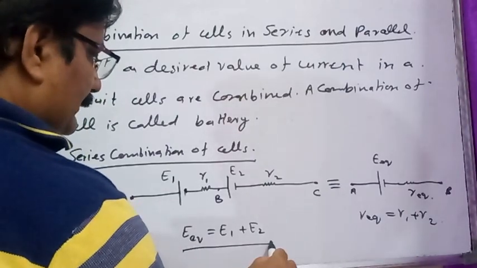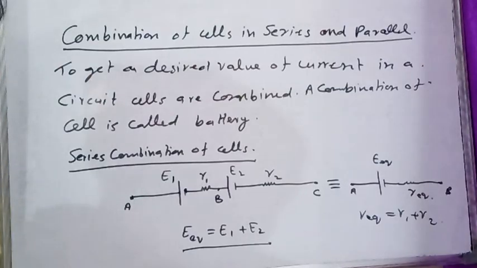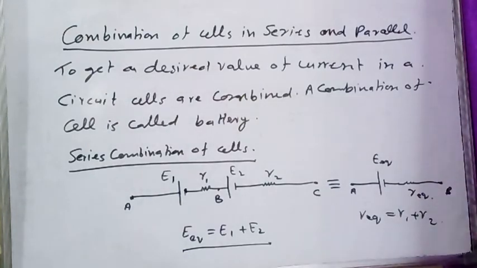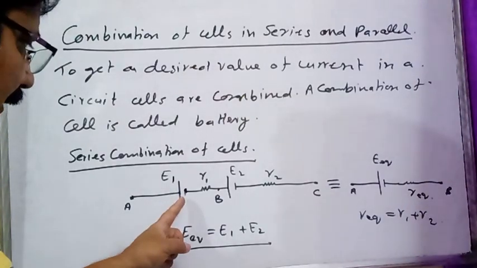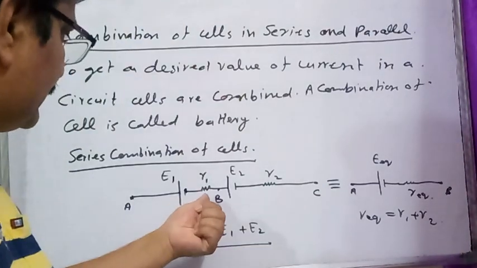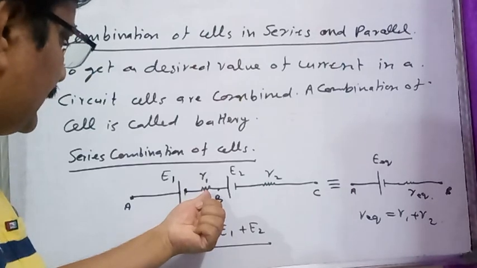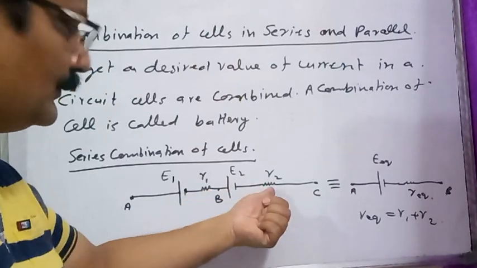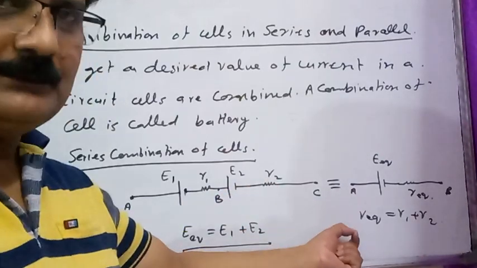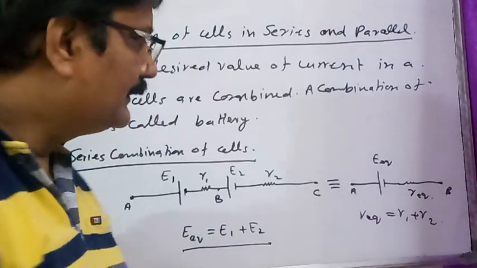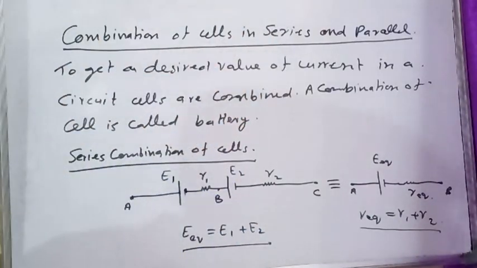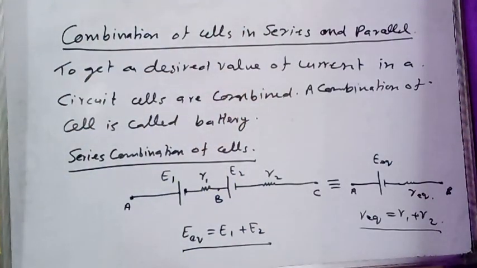So equivalent EMF of the series combination of two cells is going to be E equivalent equals E1 plus E2. Their EMF added together when the cells are connected like this. And what is going to be the equivalent internal resistance? As you can see, the two cells having internal resistances R1 and R2 are connected in series, and we know that equivalent resistance of a series combination of two resistances is R1 plus R2. So equivalent internal resistance of this combination of cells is going to be R equivalent equals R1 plus R2.